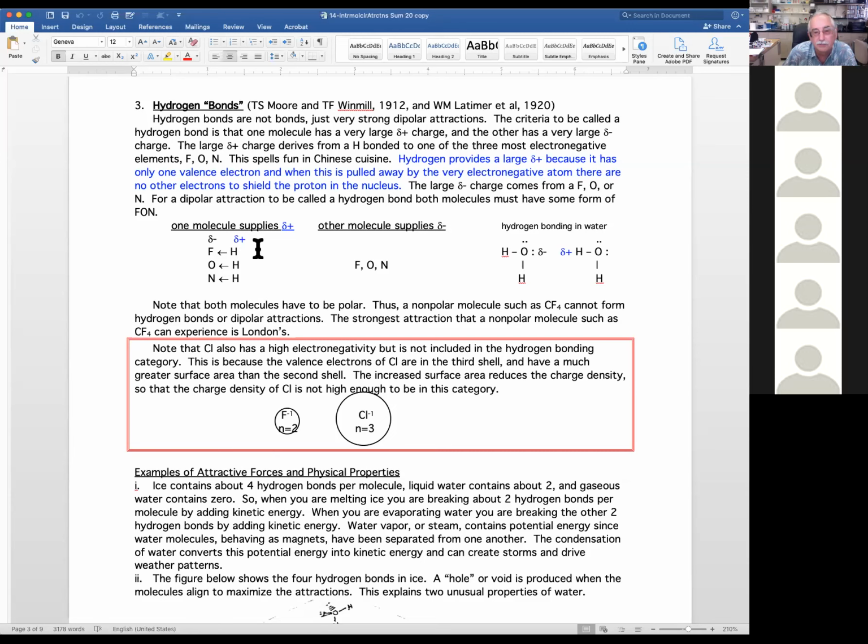And hydrogen is unique because it has only one valence electron. And when you start to pull that one valence electron away, there's nothing there to shield the proton that's in the nucleus. Any other element, if you start pulling that one valence electron away, there's going to be core electrons underneath there to help shield the nucleus. So this is why it gets the word hydrogen bond.